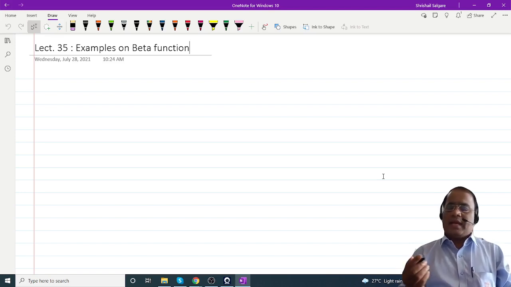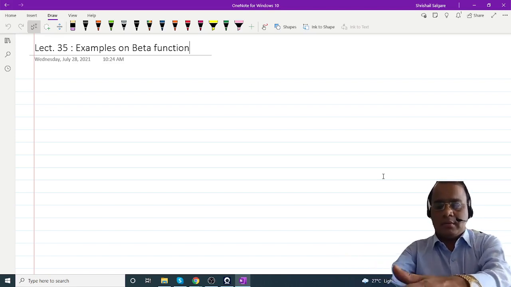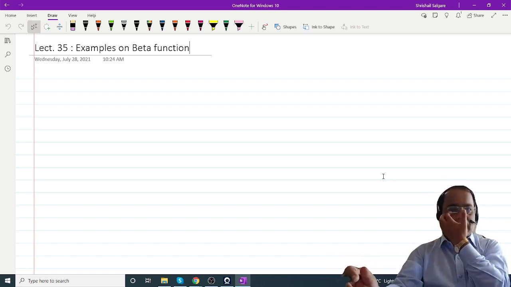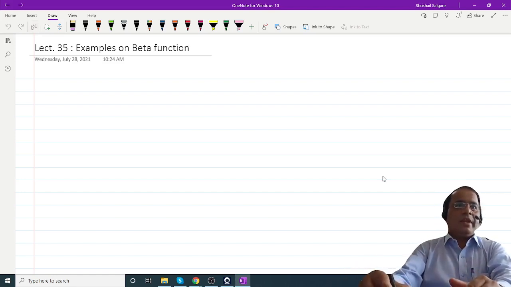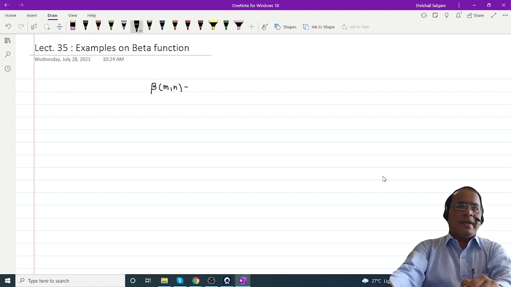So once again I recall the definition of a beta as a factor of x and 1 minus x. Only the integral part I will write. So can anyone recall what is beta mn? Shivani? Beta mn is a finite integral.